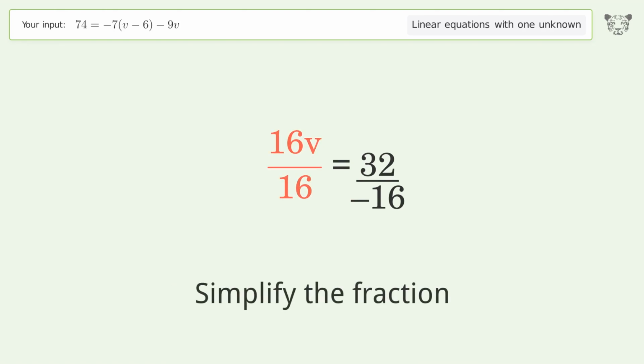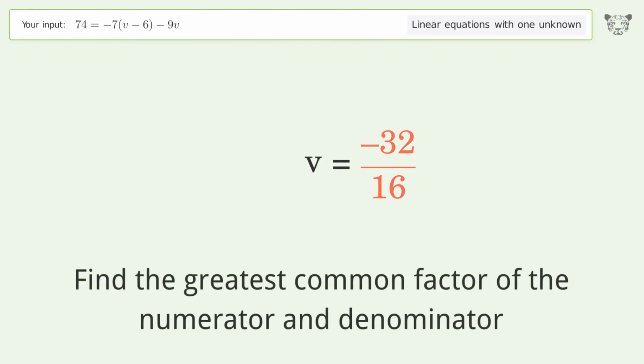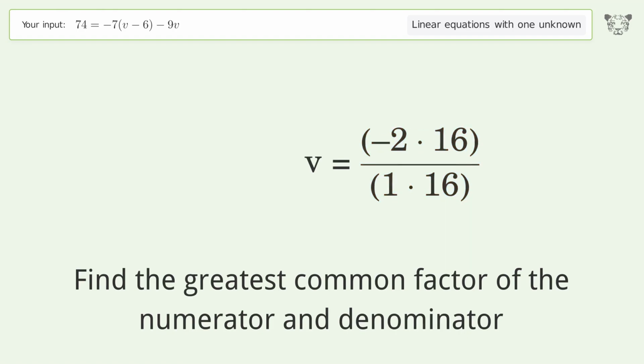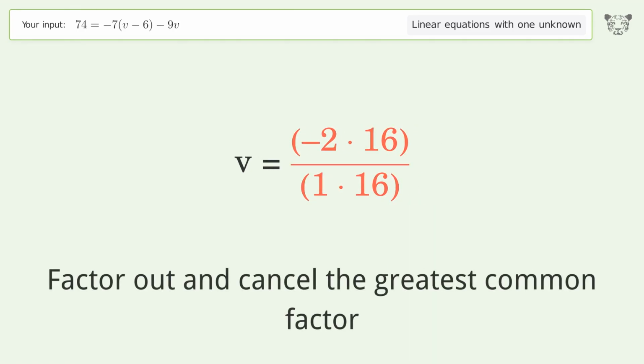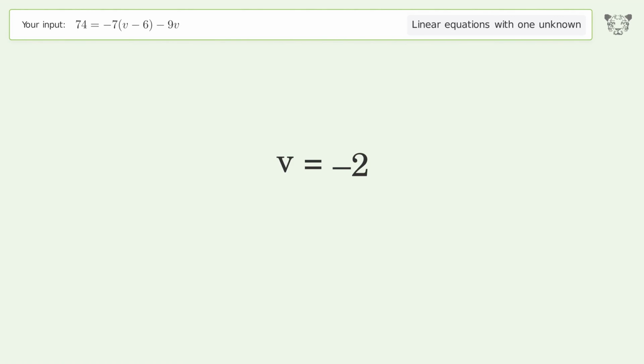Simplify the fraction. Move the negative sign from the denominator to the numerator. Find the greatest common factor of the numerator and denominator. Factor out and cancel the greatest common factor. And so the final result is v equals -2.